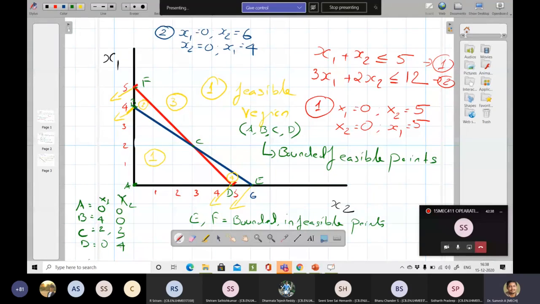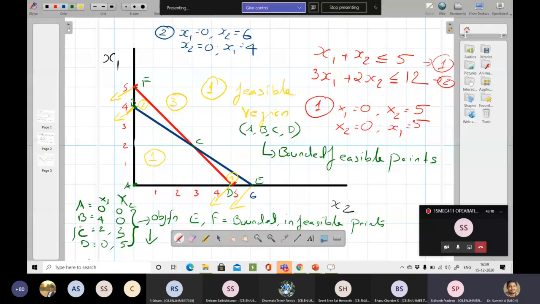Now substitute these coordinates in your objective function. Whichever satisfies your objective criteria, that will be the solution for your problem. This is how we are solving the simple problems graphically.